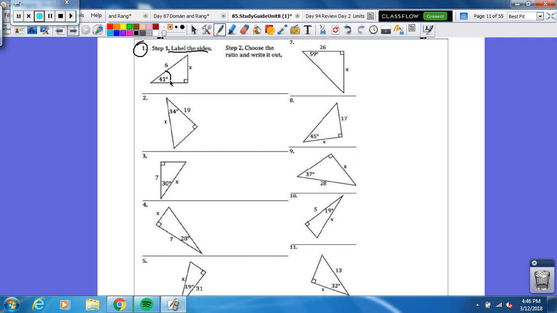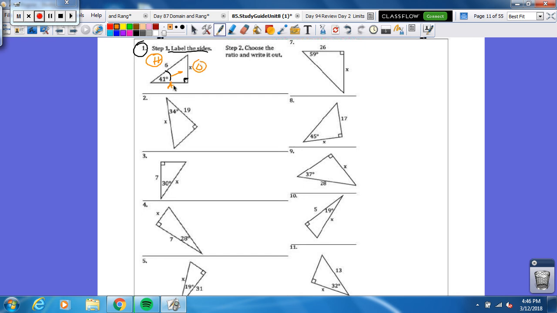So here's the reference angle. Why is that the reference angle? Because it's the only angle that's not a right angle. So the right angle is never the reference angle. So 41 degrees. Okay, I got that. This is the hypotenuse, and this is the opposite. And then this is the adjacent.